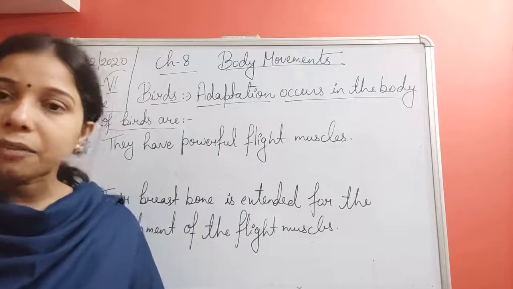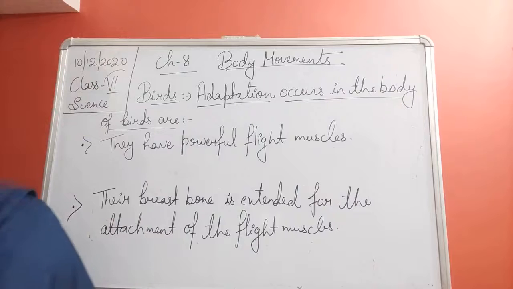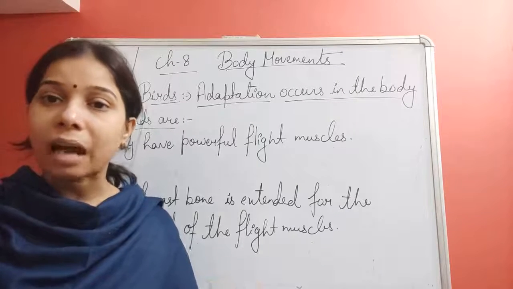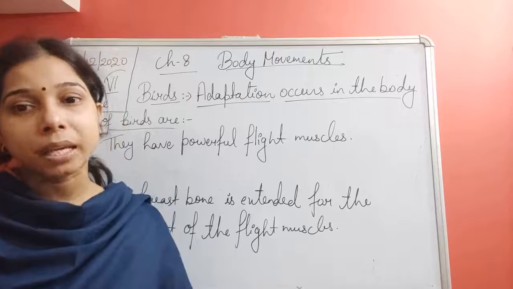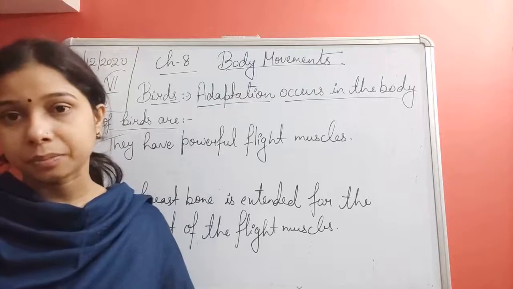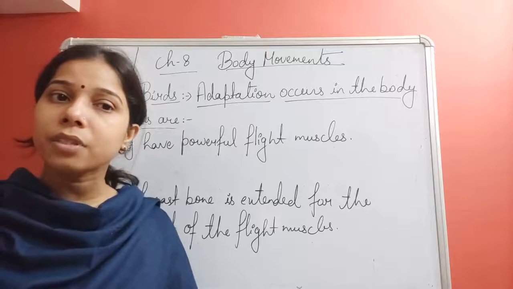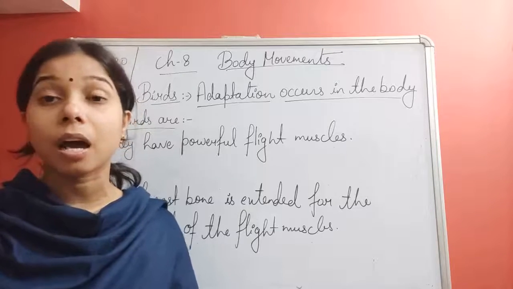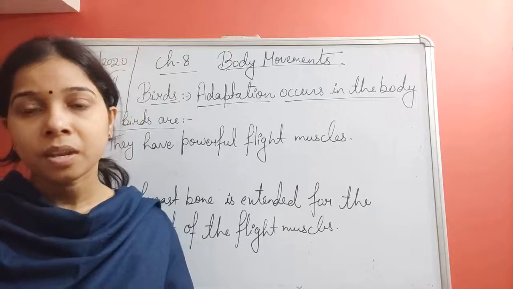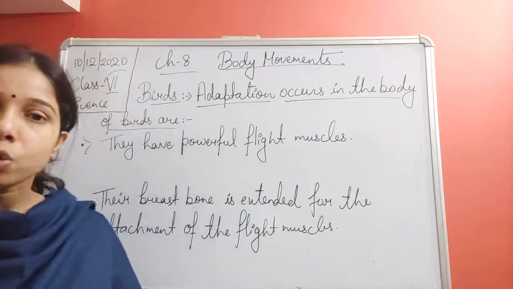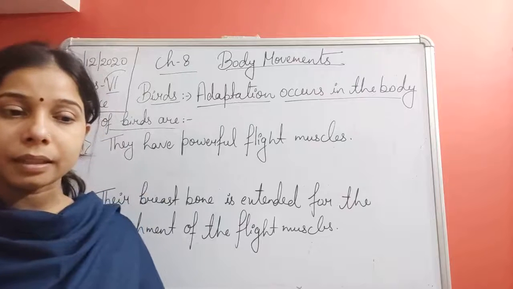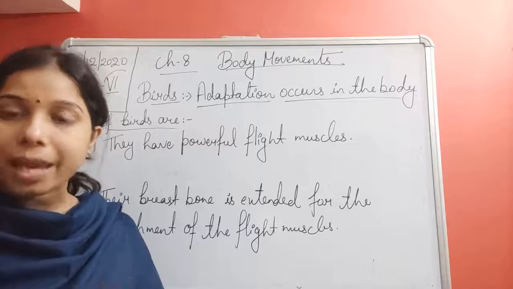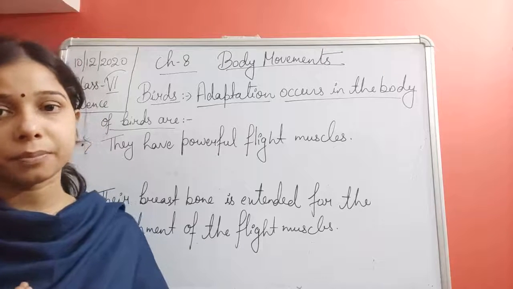The second thing that we have seen here, students, is that there are flight feathers which provide a large flat surface and thus make the body very light. The third thing we have seen, the flight feathers are light but they are strong also. If we talk about the bones, bones are hollow and light, and this makes the body of the bird light.